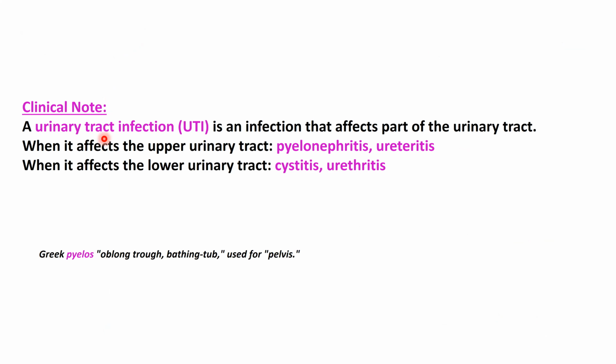Okay, clinical note: urinary tract infection, or UTI, is a word for infection that affects different parts of the urinary tract. If it's in the upper part, these are the big names you are looking for: pyelonephritis, which is basically the pelvis of the kidney inflamed, and ureteritis, the ureter inflamed. If the lower urinary tract is inflamed, cystitis, urethritis. This is your urinary vesicle and this is the urethra.